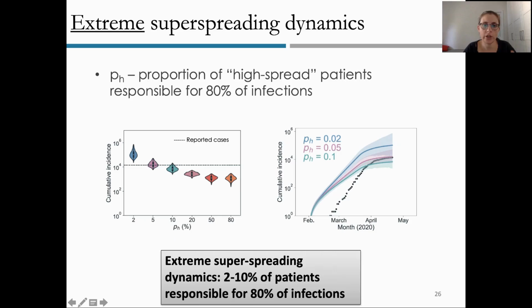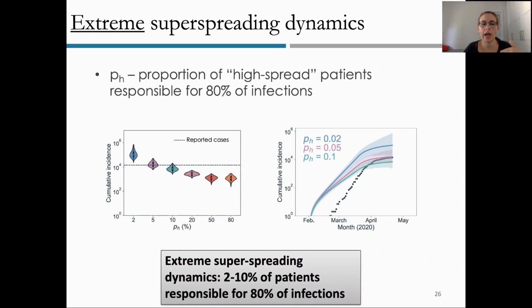And so when we change this assumption, we have this parameter called pH, which is the number of high-spread patients responsible for 80% of infections. We want to be able to overlap this dashed line, which is the reported cases, or be higher. We realize that the only way to explain the data is by extreme super spreading dynamics. So between 2 and 10% of patients are responsible for 80% of infections.